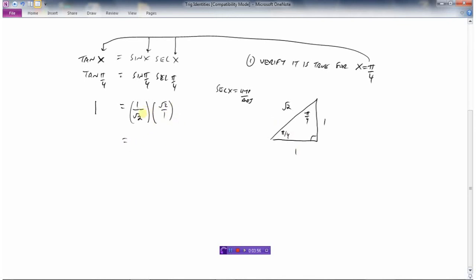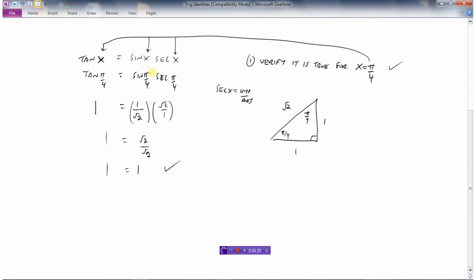And just doing the work on the right side here to simplify this, 1 times root 2 is root 2. Root 2 times 1 is root 2. And root 2 divided by root 2 is 1. So we've shown that it verifies: the left side and the right side of this identity are equivalent when x is equal to pi over 4.